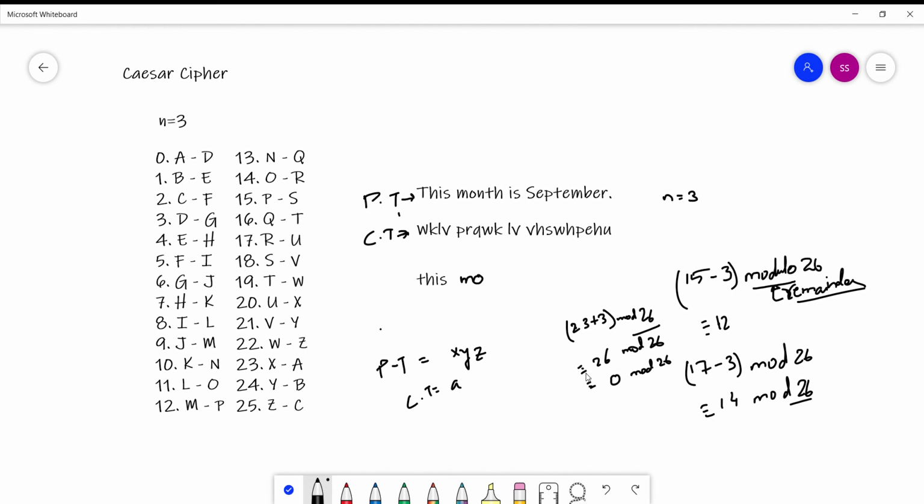Similarly for Y, the numeric value is 24. So 24 plus 3 is 27, sorry, 27 mod 26, which is congruent to 1 mod 26, right? So 1 is the numeric value for B, so Y will become B, right? You can verify that from this table also. X is equal to A and Y is equal to B. Similarly, when you calculate for Z, Z will become C.